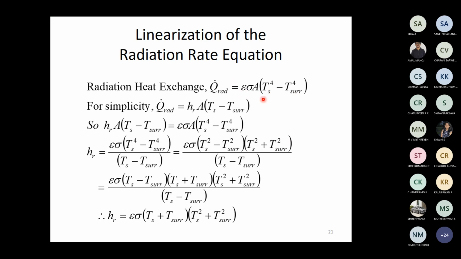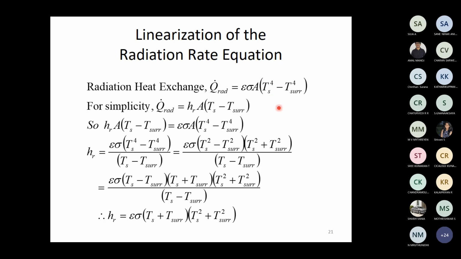Now you see this equation has absolute temperatures raised to the power 4. This makes me uncomfortable, this temperature raised to the power 4, because if I am given the radiation heat transfer and I have to find out the value of the surface temperature, I have to evaluate the fourth root of this temperature, which is not that easy.